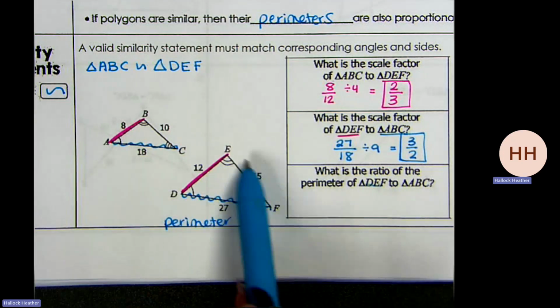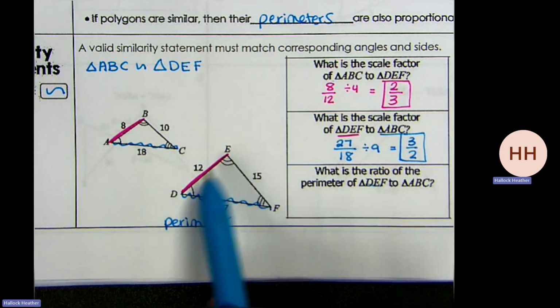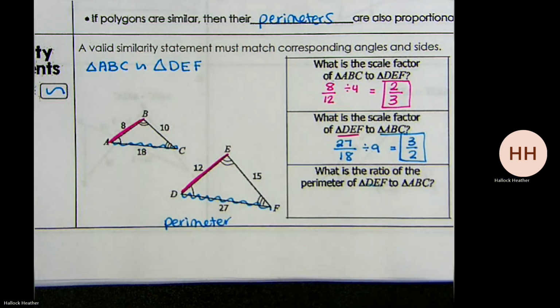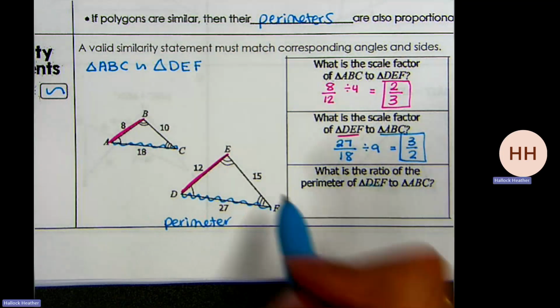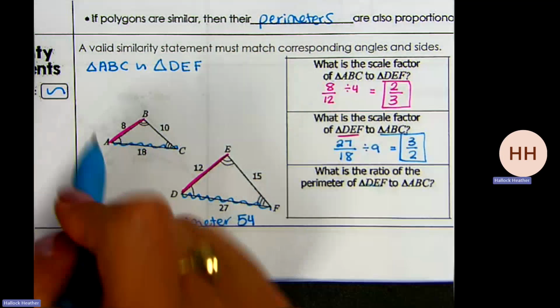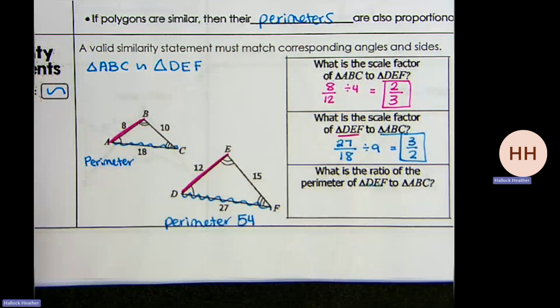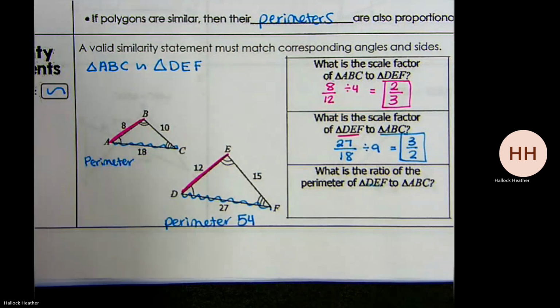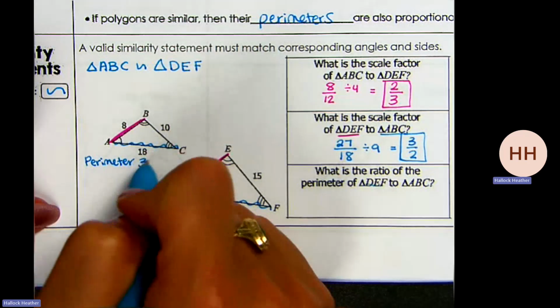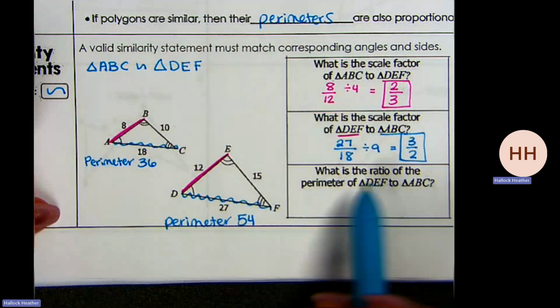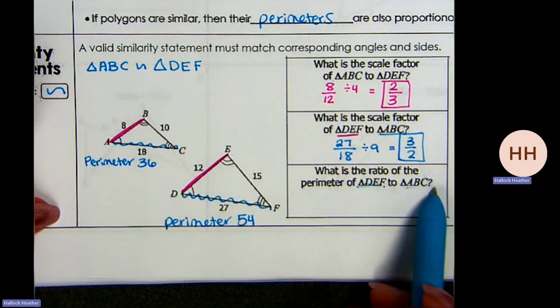In a calculator, if you add these up, what is the perimeter of the big triangle? Anybody with a calculator? 54. And if I find the perimeter of the small one and I add them up, you end up getting 36. So I'm going to do the same thing. I'm going to take my big triangle and I'm going to divide by my small triangle.